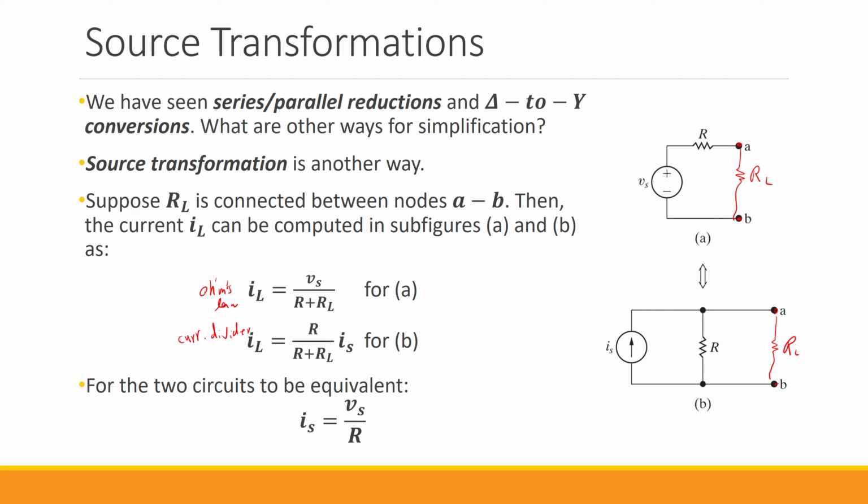For the two circuits to be equivalent, these two need to be equal. So IL in both cases needs to be equal to each other. So that means that Is needs to be Vs over R, or Vs needs to be R multiplied by Is. So depending on the cases, sometimes you need to convert the first configuration to the second one, or you need to convert the second one to the first one, right? So depending on the situation, either of these two equations can be used.